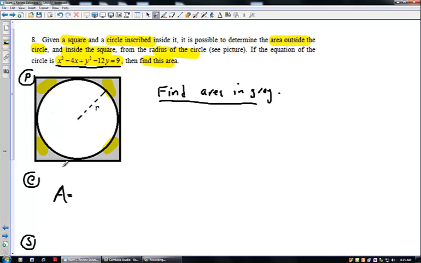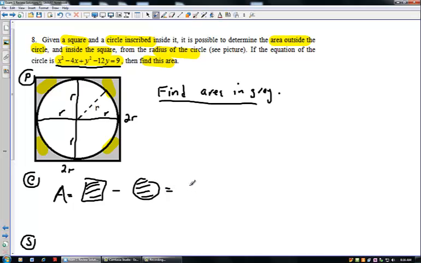Because if I know r, I know this length is 2r, and this width or height, however you want to look at it, is also 2r. Because notice, this is r, this is r, this is also r. So the length of the square is 2r, and the width is also 2r. And it's a square. Once you know the length, you know its width. A definition of a square, they have 4 equal sides. Okay, so it's easy to find the area of the square. So I want to find the area of the square and take away the area of the circle.